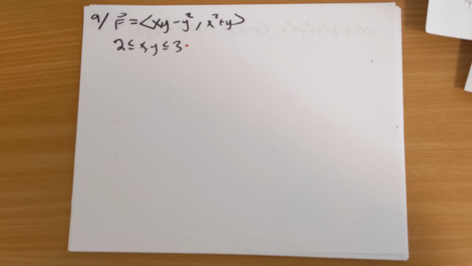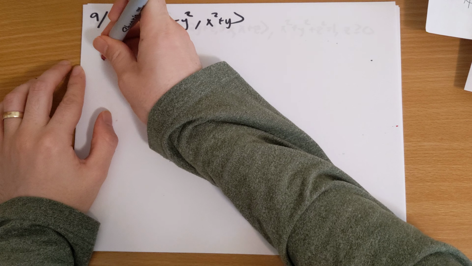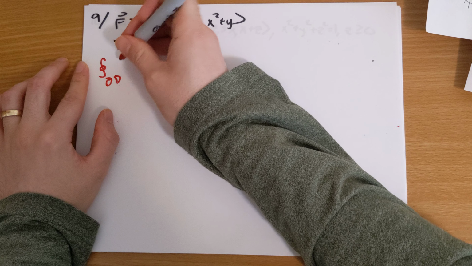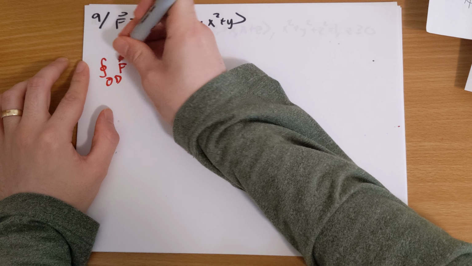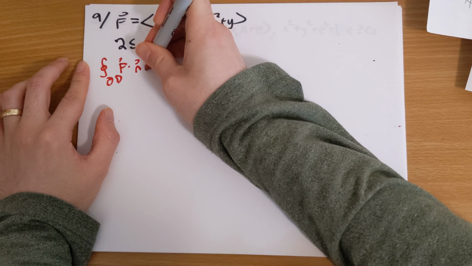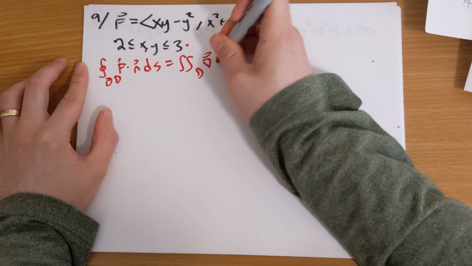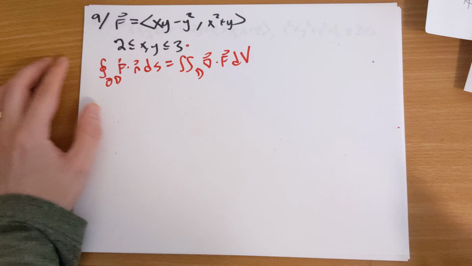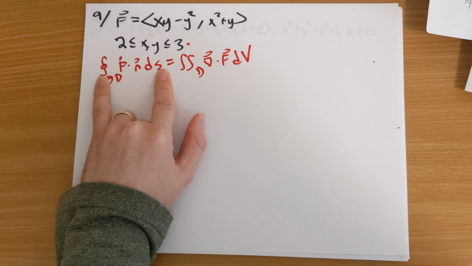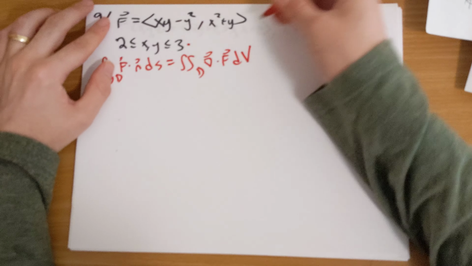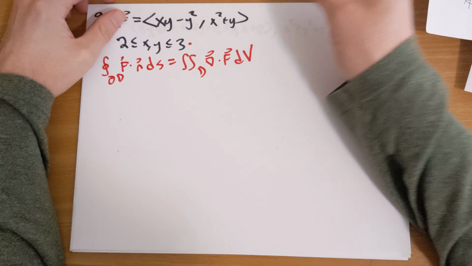We use the flux divergence form of Green's theorem, kind of like a 2D version of the divergence theorem. That says the integral over the boundary of our region D here of f dot n ds is equal to the double integral over D itself of the divergence of f. So this is the flux. This is what we're asked to find. Instead, we're going to calculate out the right side here.